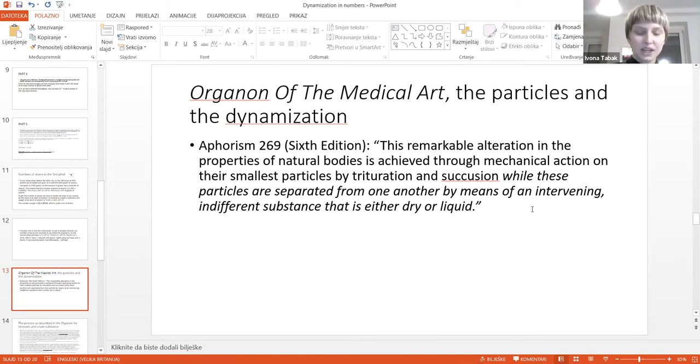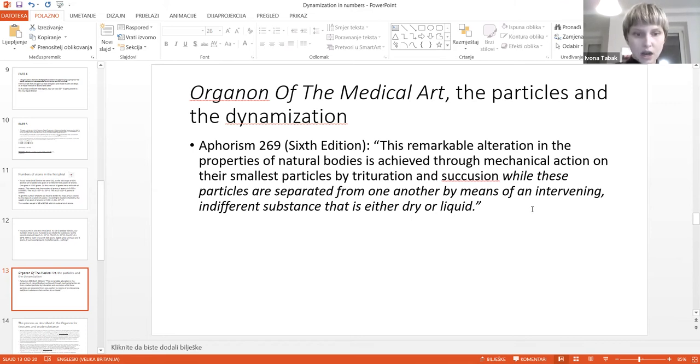So now we leave Materia Medica Pura and we won't mention it again. We move on to the Organon. And here is what Hahnemann says in aphorism 269 of the 6th edition. This remarkable alteration in the properties of natural bodies is achieved through medical action on their smallest particles by trituration and succussion, while these particles are separated from one another by means of an intervening different substance that is either dry or liquid. So in case of crude substance, this is the powdered milk sugar. And in case of liquids, this is the mixture of alcohol and water.